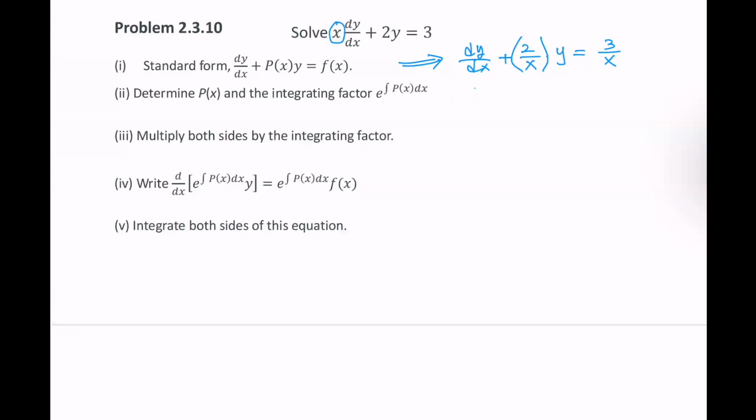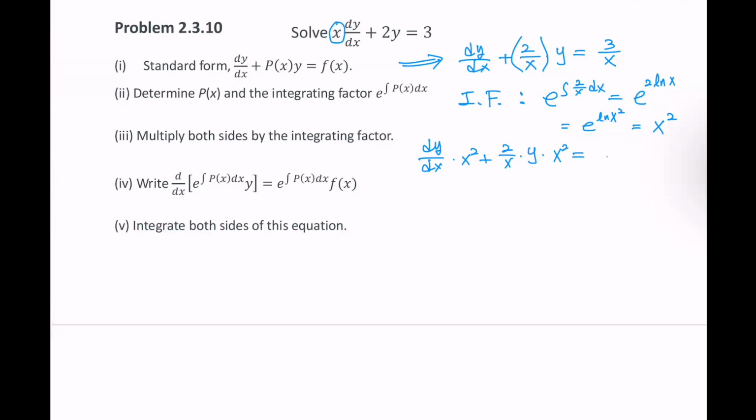Find the integrating factor. e to the integral p of x, 2 over x dx, that is e to the 2 ln x, and that is e to the ln x squared, and that is x squared. Now we're going to multiply this integrating factor everywhere. Then we have dy over dx times x squared plus 2 over x times y times x squared equals 3 over x times x squared.